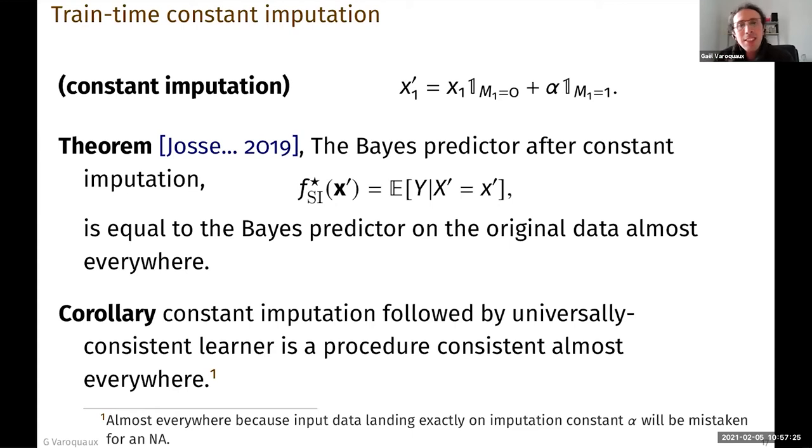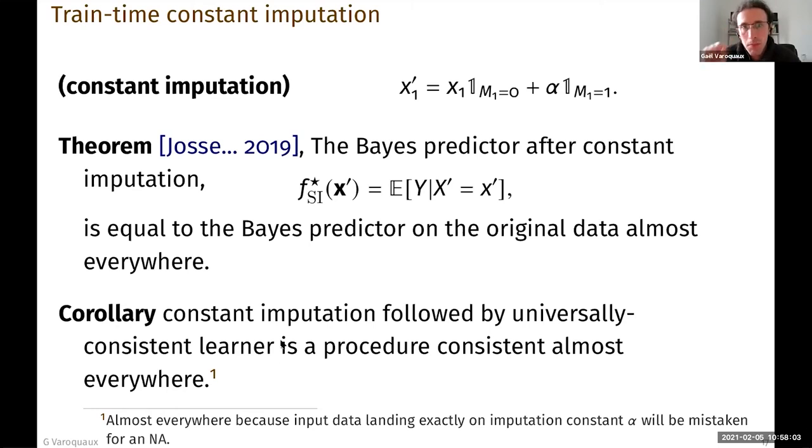Okay, but this is quite interesting because it's telling us that imputing by constant, imputing by the mean, for instance, is not a stupid idea if I'm interested in prediction. And the reason is that my learning procedure will capture this and compensate for this. I'm creating something that is abnormal in my distribution, my X prime, but my learner is able to detect this and to compensate for this because it's universally consistent.